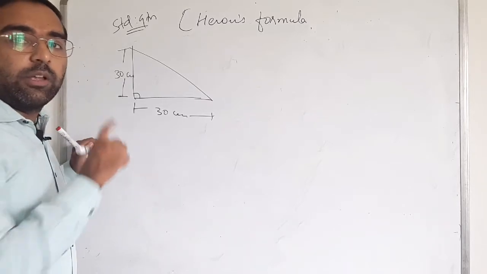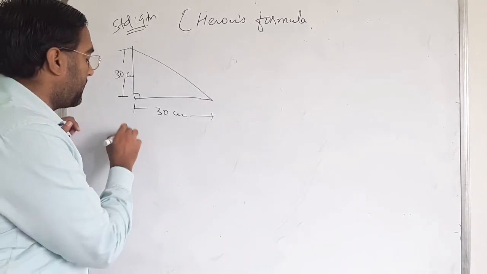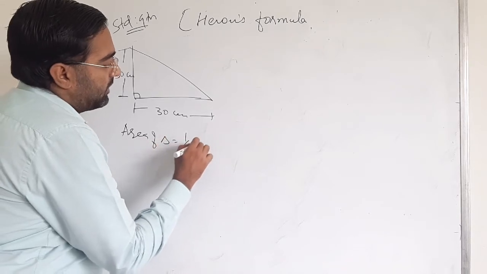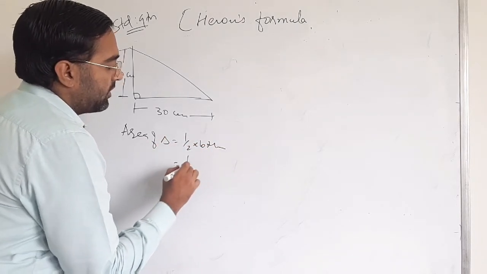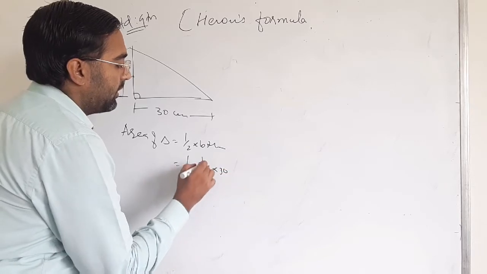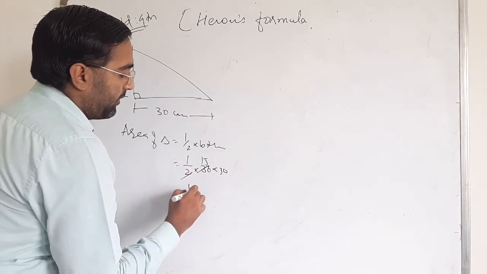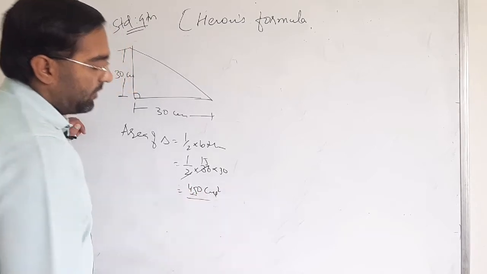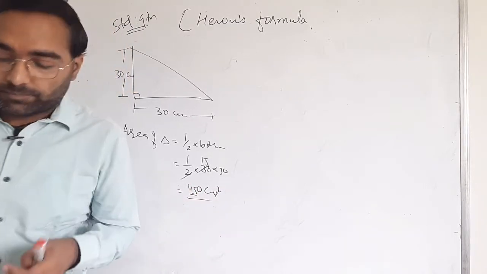Find its area. We know that area of triangle is half base into height, that is half into 30 into 30, that is 15 into 30, 450 centimeter square. Okay, 450 centimeter square.